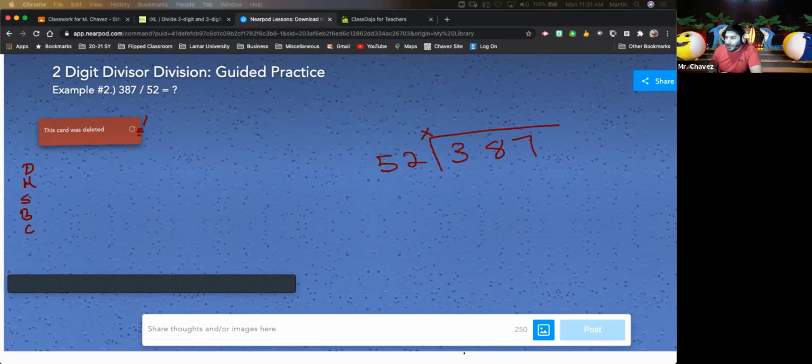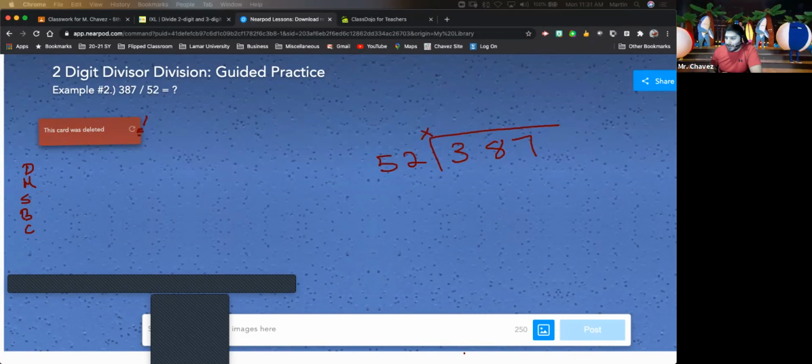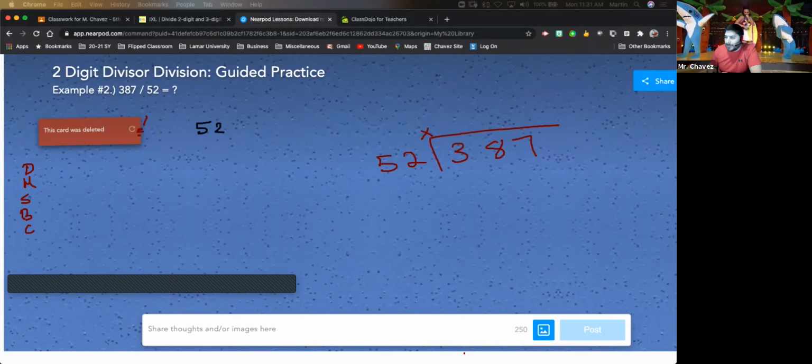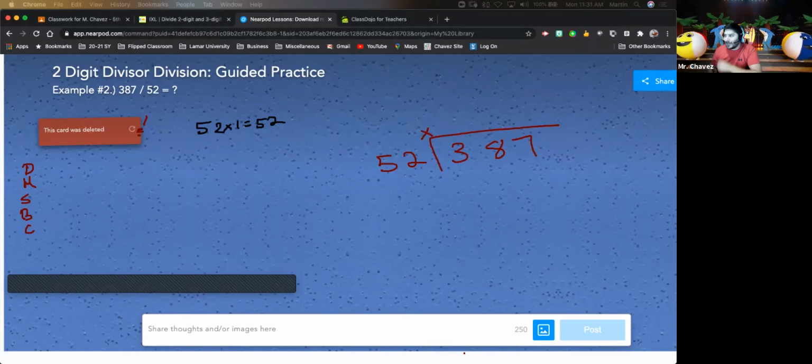So we're gonna do our dominoes, right? Let me get a different color because that one didn't come out so great. I'll do it in black. 52 times 1. We know that's 52. So I'm making my list of dominoes, making my basic facts. We're gonna stop at 5, okay?